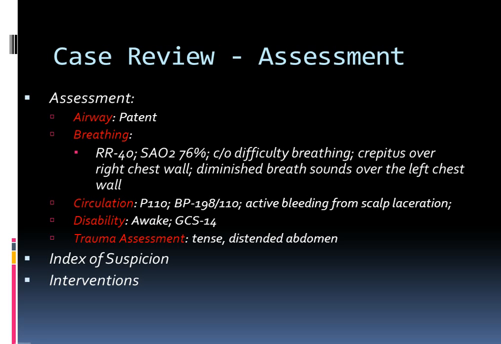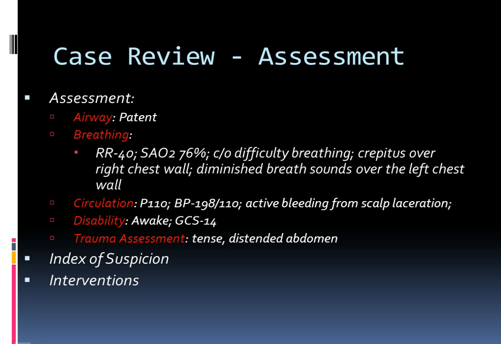We're going to support his respirations, whether it be through a bag valve mask, or if he can tolerate a non-rebreather. We're going to try to pad his chest wall to make sure that if he does have a flail segment, we are able to correct that. We're going to definitely start 2 large bore IVs on this gentleman.